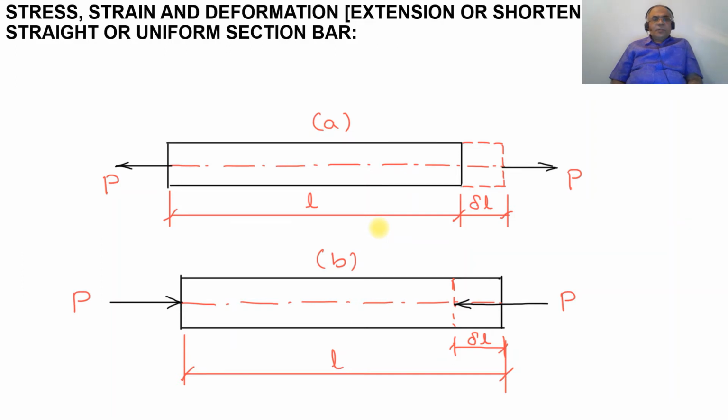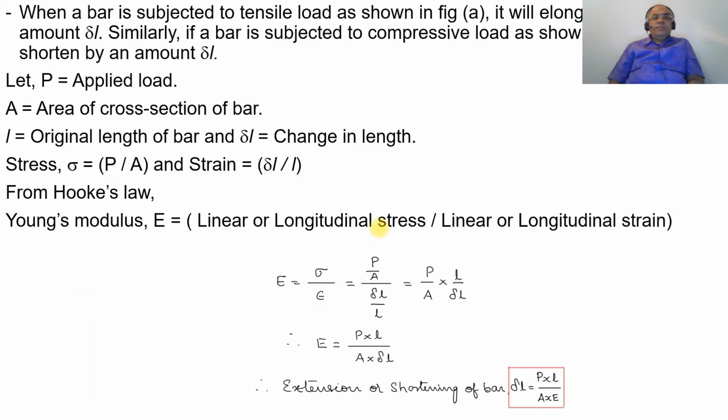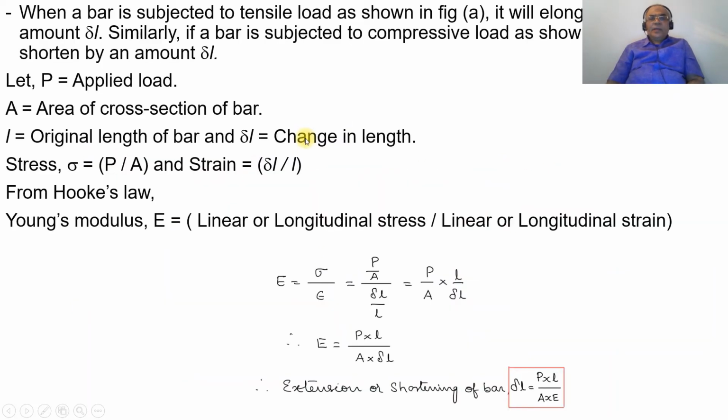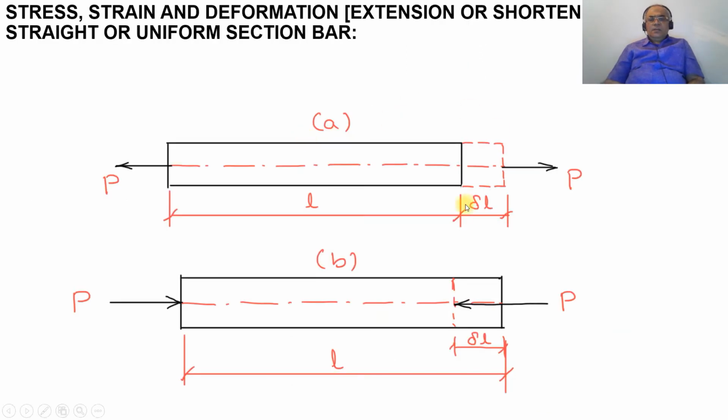Now we're going to discuss one more topic on stress, strain, and deformation in a straight or uniform sectional bar. Here, when a bar is subjected to a tensile load, as shown in figure A, it will elongate by an amount delta L. So you can see the extension of the bar takes place by delta L when the tensile load is applied.